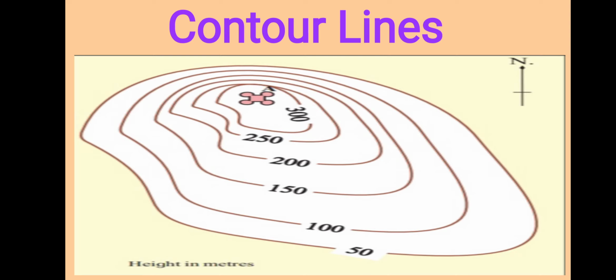Understood this? We can understand the slope from the distance between the contour lines. How can we know the slope? We can know the slope from the distance between two contour lines. The less distance there is between two lines, the more slope, the steeper slope there is.